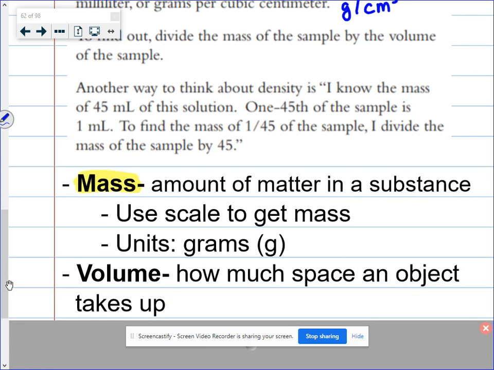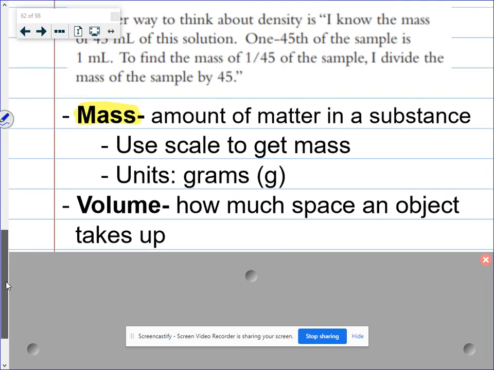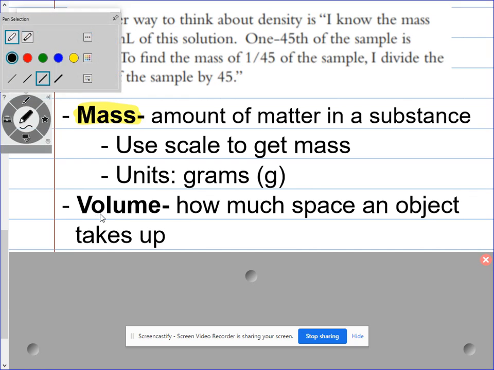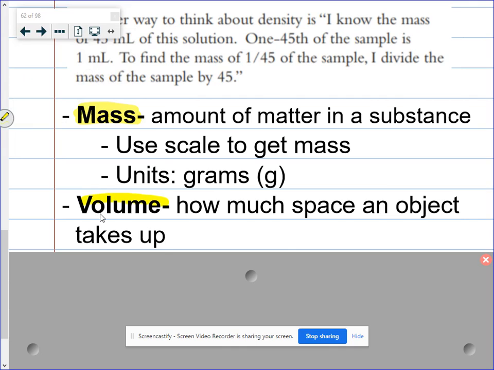The volume is how much space an object takes up. Again, highlight that. How much space an object takes up. So how much three-dimensional space does it take up?